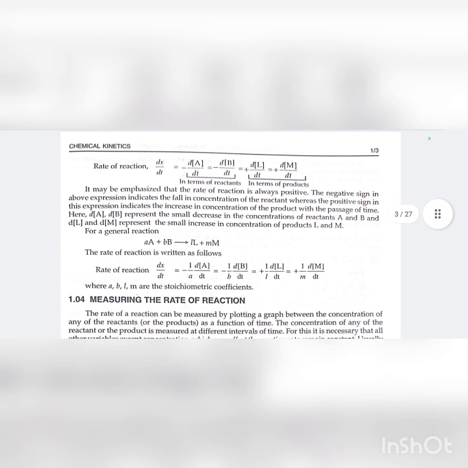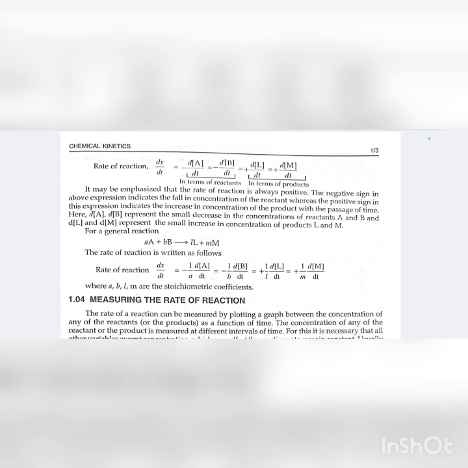written as: rate of reaction is equal to dx by dt, is equal to minus d of concentration of A divided by dt, is also equal to minus d concentration of B divided by dt, is equal to plus d concentration of L by dt, is equal to d concentration of M by dt. It may be emphasized that the rate of reaction is always positive. The negative sign in the above expression indicates the fall in the concentration of the reactant, whereas the positive sign in this expression indicates the increase in the concentration of the product with the passage of time.